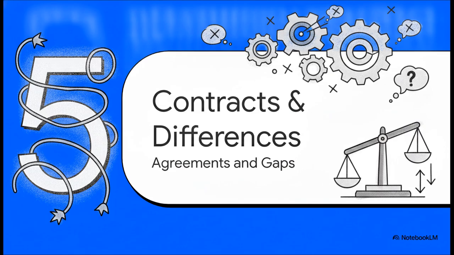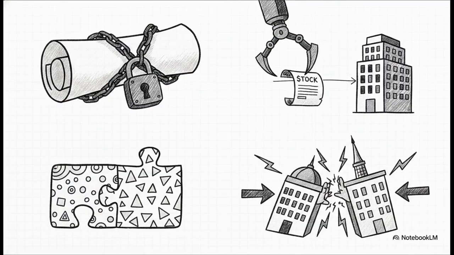Section 5. Contracts and differences, agreements and gaps. In our final scenario, our company enters into some pretty complex agreements. First is contractual obligation. This is a strict legal requirement. Second is mandatory redemption. This means being legally forced to buy something back.